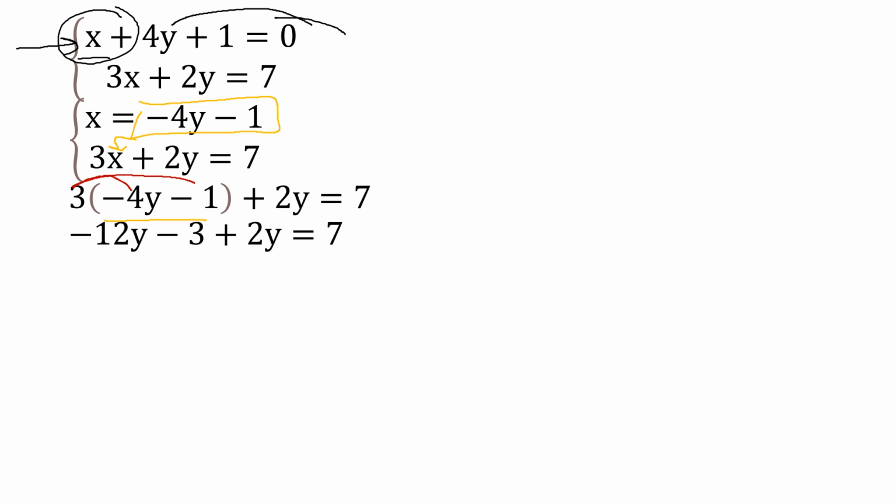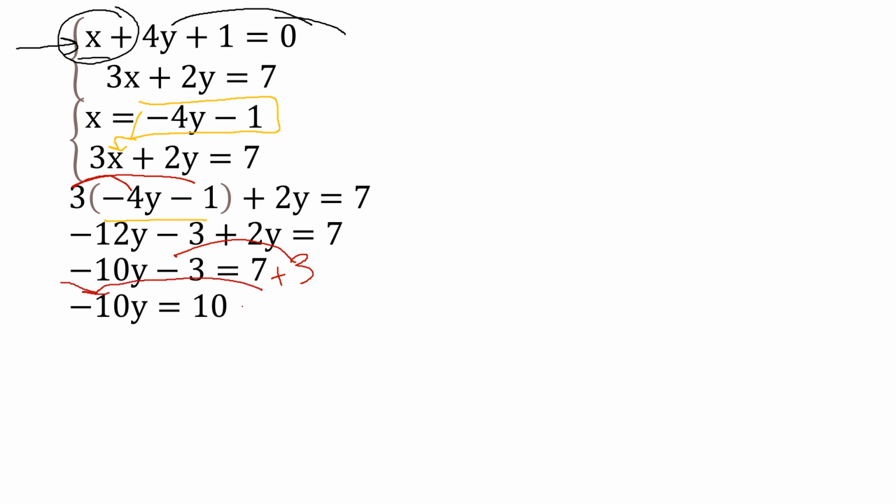Now I need to add any like terms, and I have a negative 12y and a 2y. That gives me negative 10y. I'm not touching the negative 3. I'm not touching the equal 7, so they stay right there. Now I need to move my negative 3 over. When I do that, it becomes a plus 3, and 7 plus 3 is 10. So negative 10y equals 10. Now I got to move my negative 10 over because I'm multiplying here, so I divide here. 10 divided by negative 10 is negative 1. So there's my first part to solve for that variable.